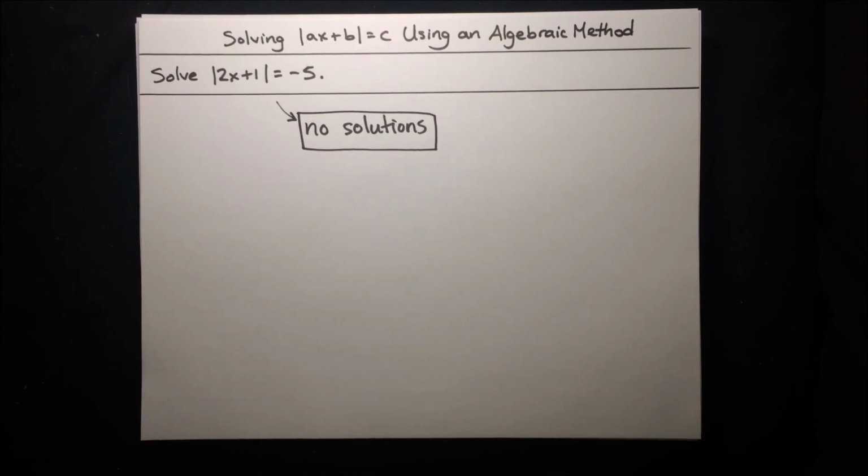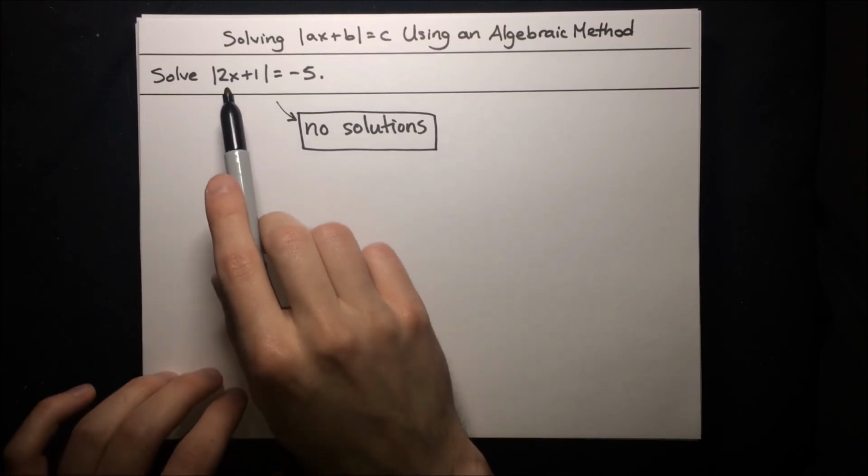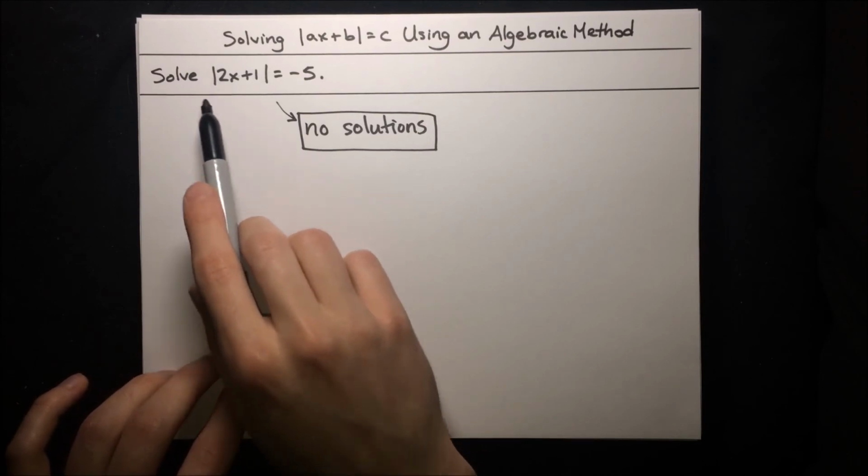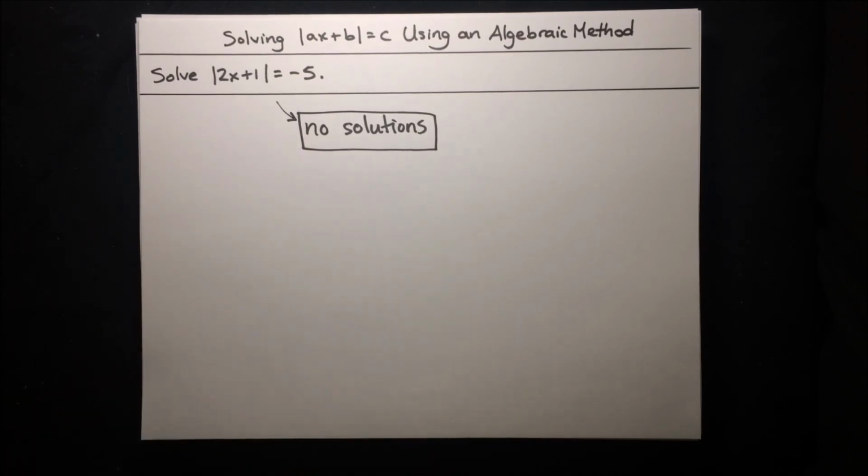In these examples, the only instance of the variable x was inside of the absolute value bars. However, in the future we'll also learn how to solve equations where the variable appears in two different places, both inside the absolute value and outside the absolute value.